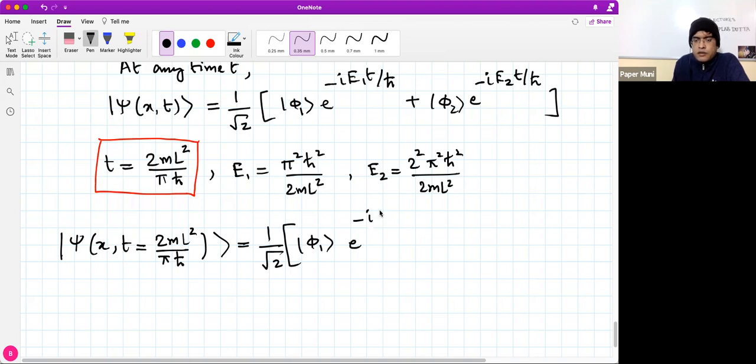Now instead of this, what we have is π²ħ²/(2mL²). Now in this question, we don't need to do as I told you earlier. Just substitute this value. So what do we have here? That this is πħ, and the other term, which is ϕ2.